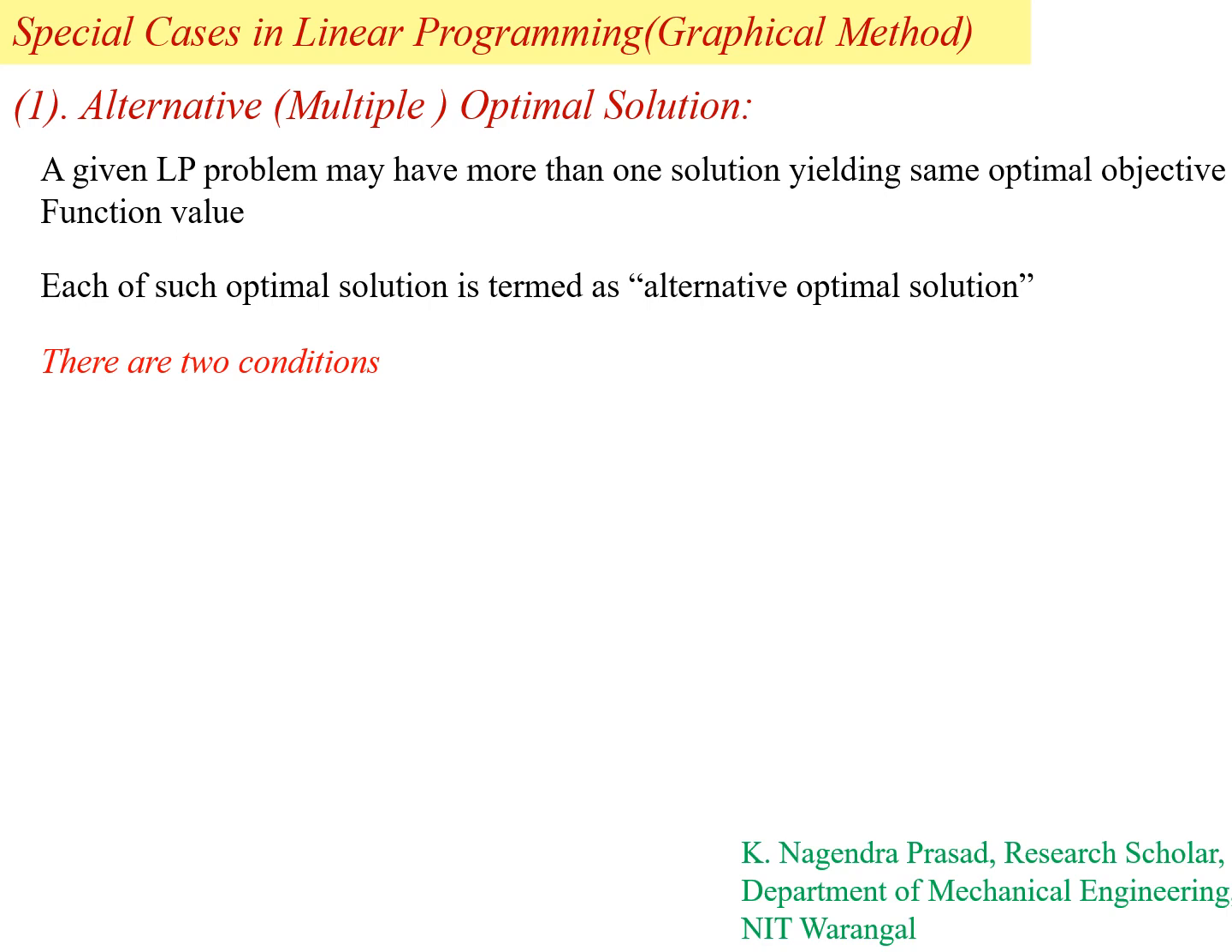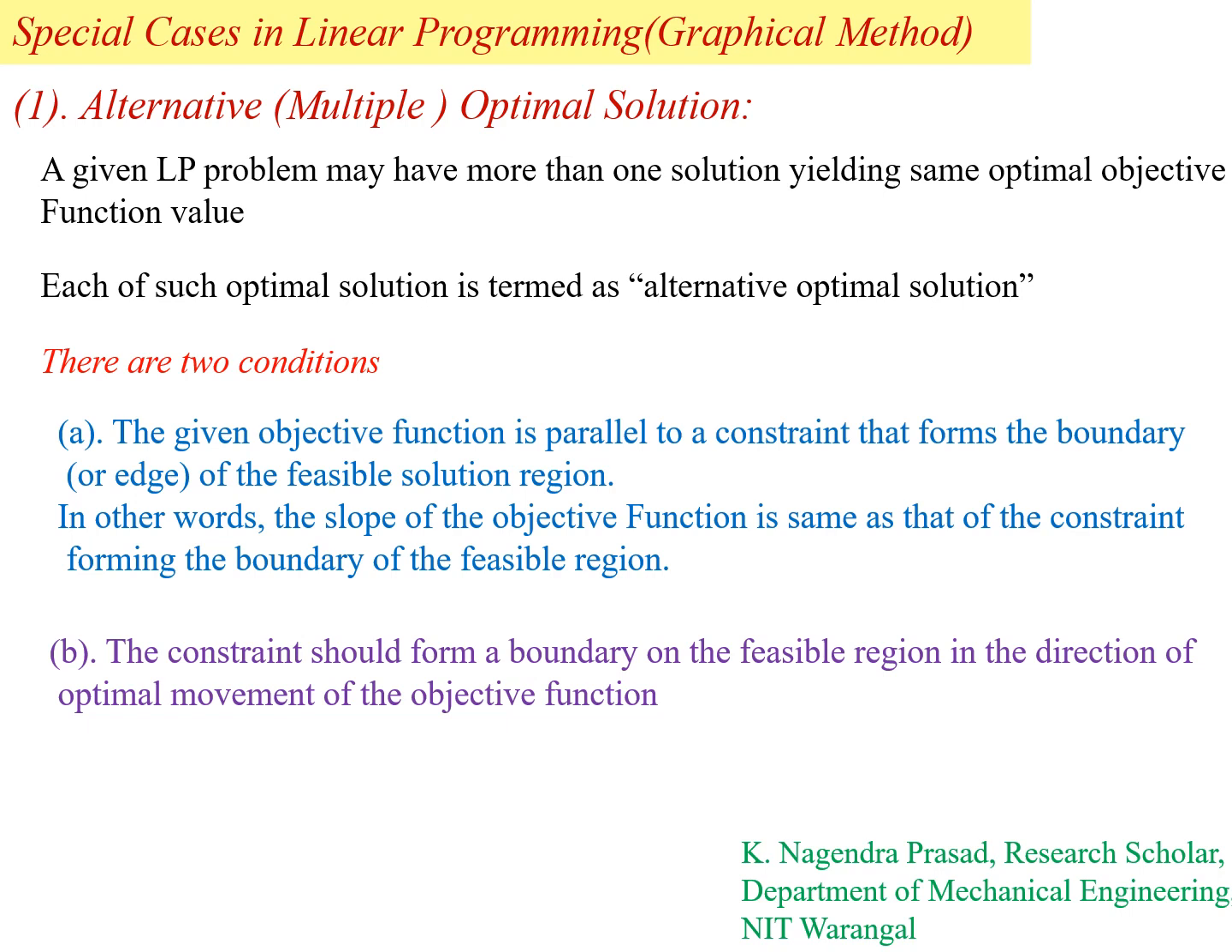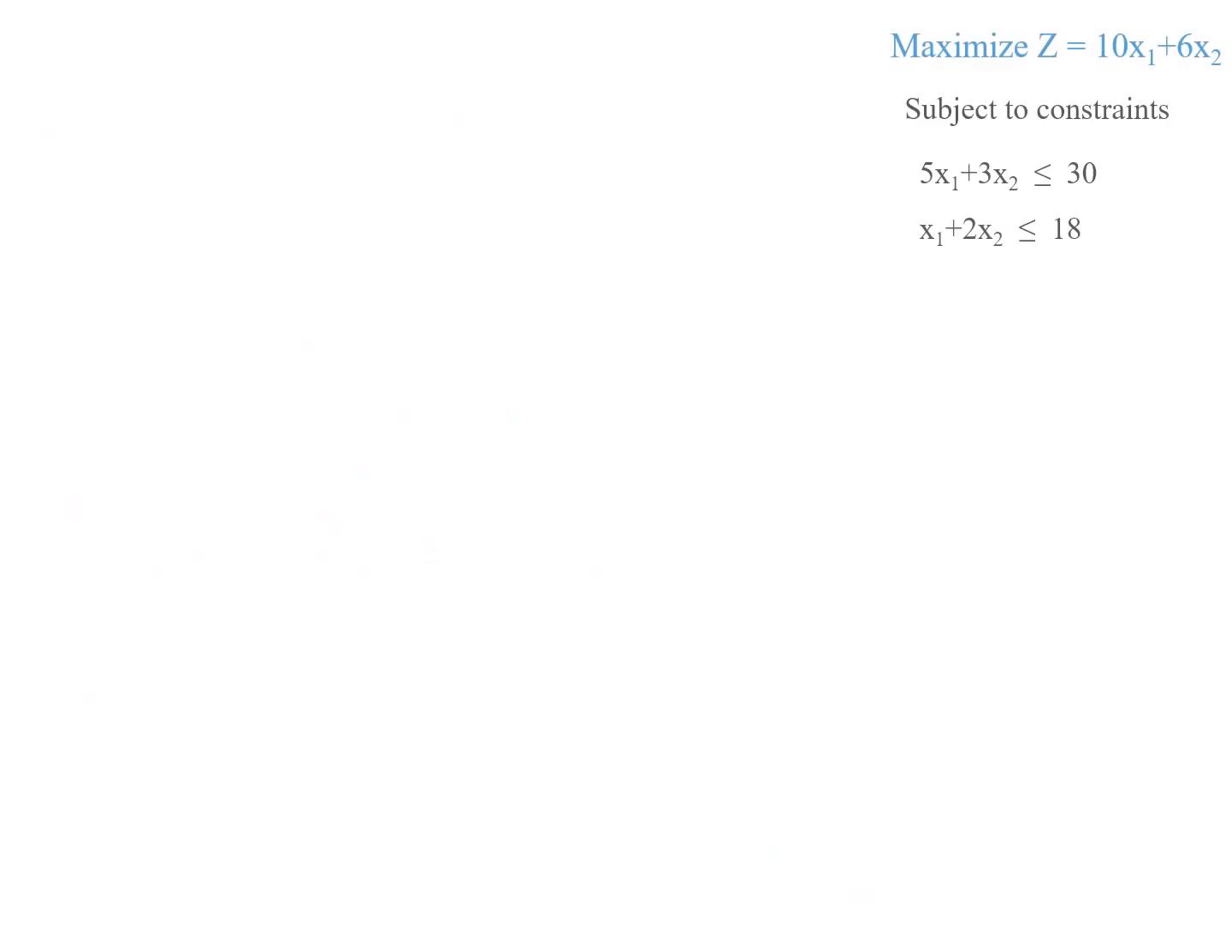This alternative optimal solution will be found under two conditions. First condition is when the objective function is parallel to a constraint. Second condition is that the constraint should form a boundary on the feasible region in the direction of optimal movement of the objective function. So we will discuss this with one example problem.